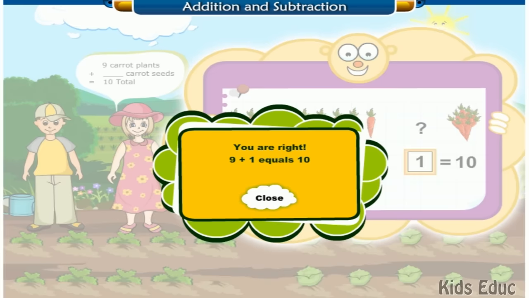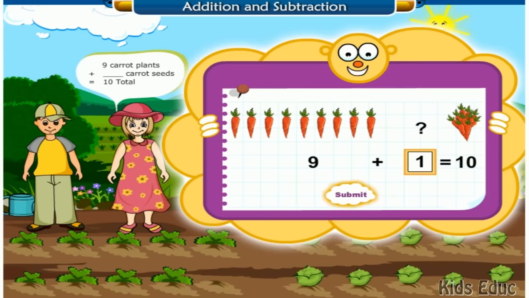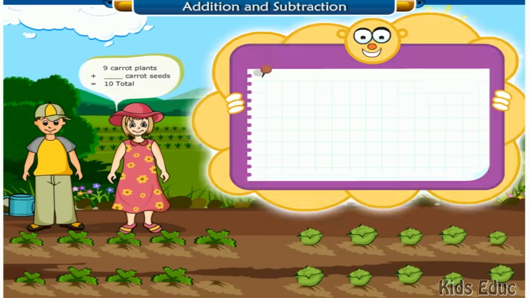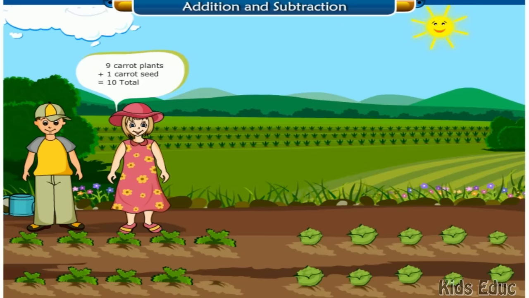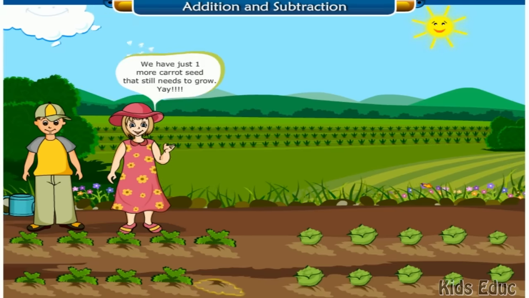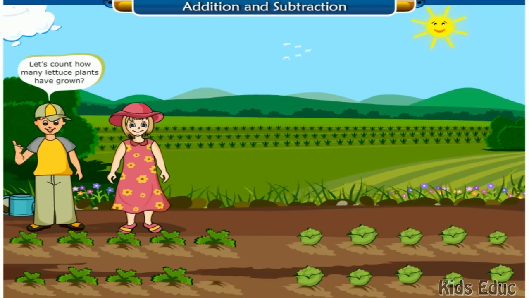You are right. 9 plus 1 equals 10. 9 carrot plants plus 1 carrot seed equals 10 total. We have just one more carrot seed that still needs to grow. Yay! Let's count how many lettuce plants have grown.